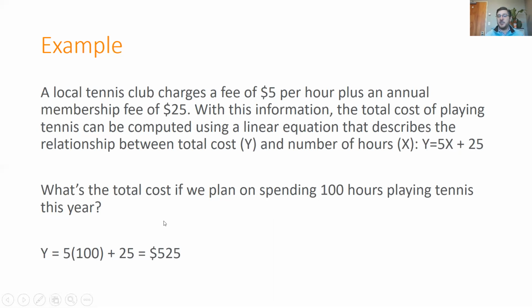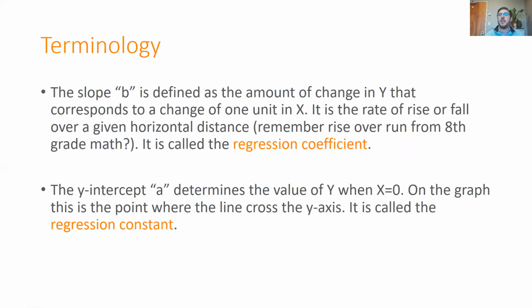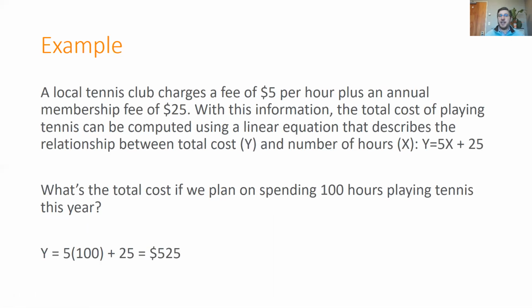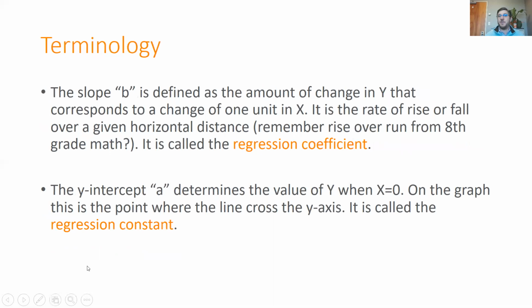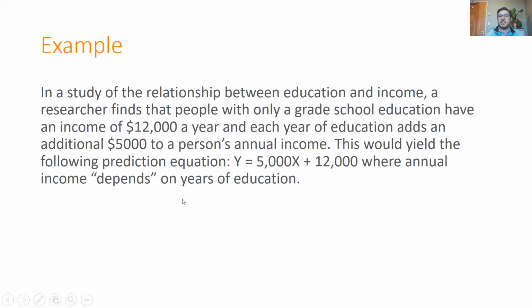It's an example of using a regression equation. So the b stands for the slope of the line. It's the amount of change in y that corresponds to a 1 unit change in x. So if we go back here, for each additional hour of playing, we would pay an additional $5. So this is the expected change in y for every 1 unit change in x. That's how we interpret the slope coefficient. And the a in the equation is just the y-intercept or the regression constant.